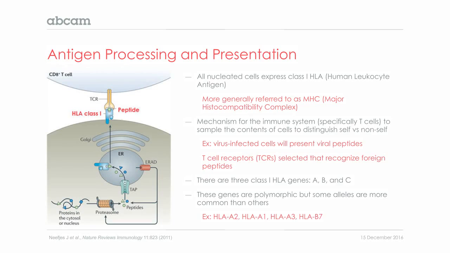So there's three class I HLA genes, A, B, and C. And these genes are polymorphic, but some alleles are more common than others. So for example, HLA-A2 is found in around 40 to 50% of the general population. And HLA-A1, A3, and B7 are also similarly very common.